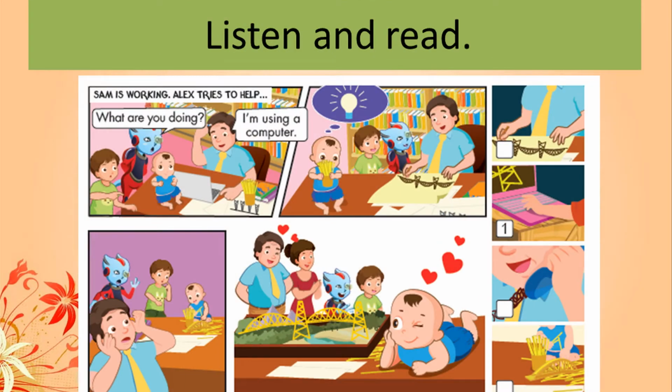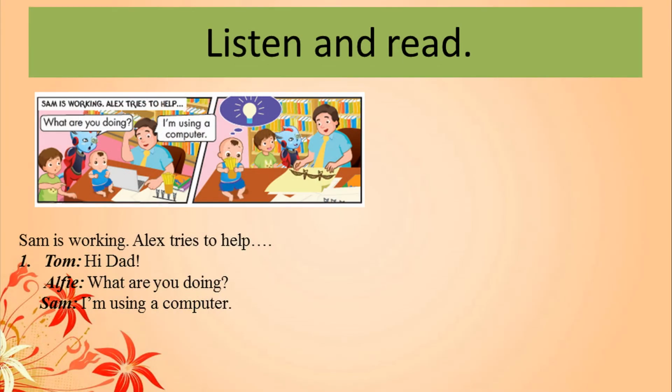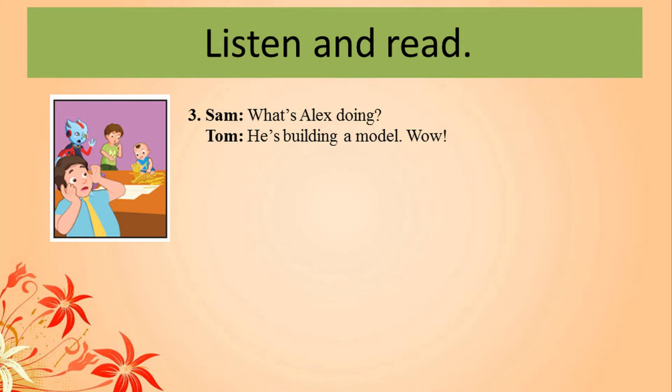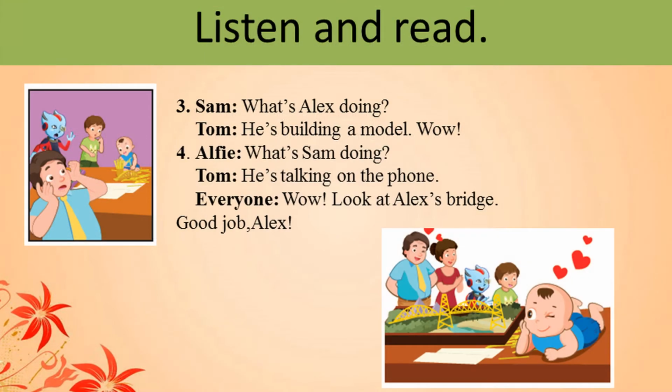B. 1. Listen and read. Sam is working. Alex tries to help. Hi, Dad. What are you doing? I'm using a computer. What's he doing, Tom? Oh, he's drawing a bridge. What's Alex doing? He's building a model. Wow. What's Sam doing? No. He's talking. Yes, on the phone. That's right. No, he's not. Wow! Look at Alex's bridge! Good job, Alex!